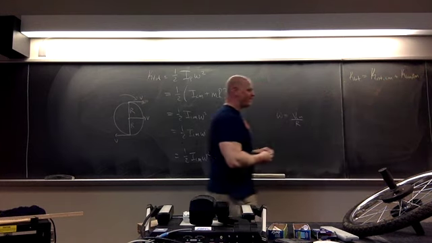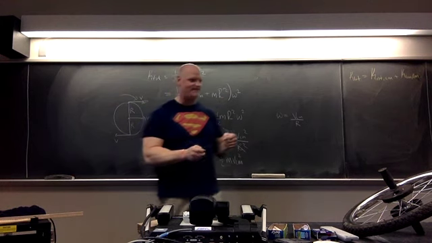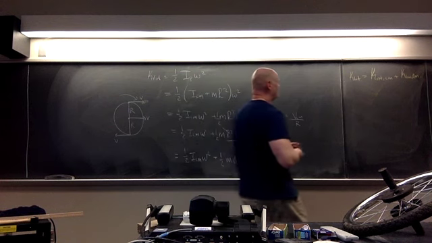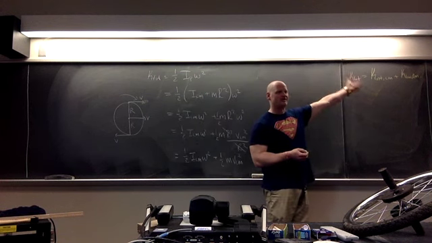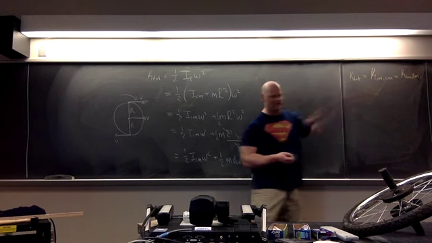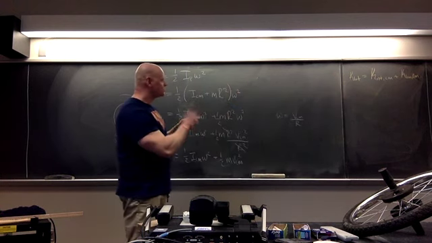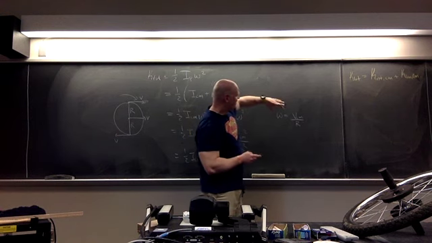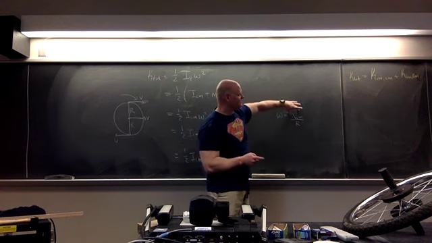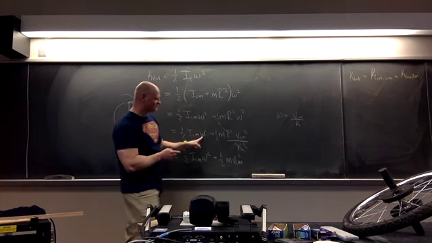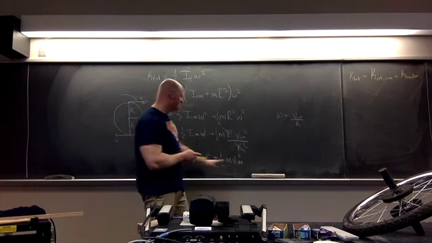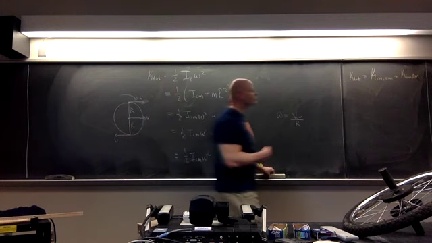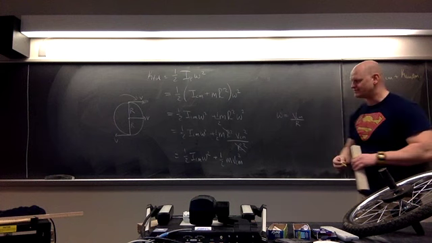So in rolling without slipping, the kinetic energy separates into two pieces. It now becomes the change in rotational kinetic energy plus the change in translational kinetic energy. But again, those two things are not independent because of this. Because the angular velocity is related to the velocity of the center of mass, even though this has angular velocity and this has velocity of the center of mass, these two things are not separate. They are exactly related to each other by the radius of the object itself.